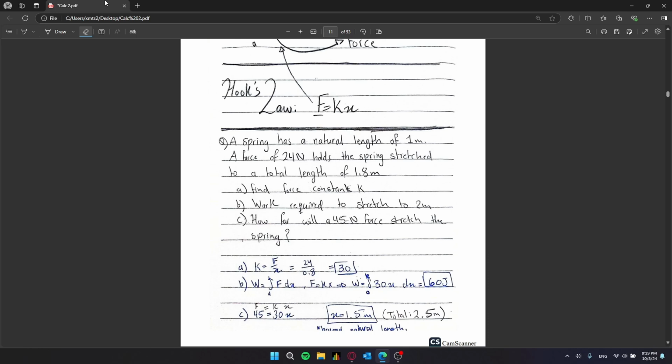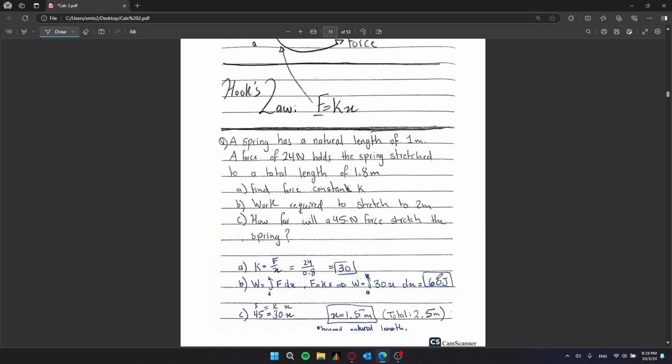So in this case, we have it expressed as, for part B, work required to stretch to 2 meters. Since we don't have a function for force, we express force as the product of k and x. But since we don't have k, we calculate it as such. So we get k, we get x, and we find the answer as such.